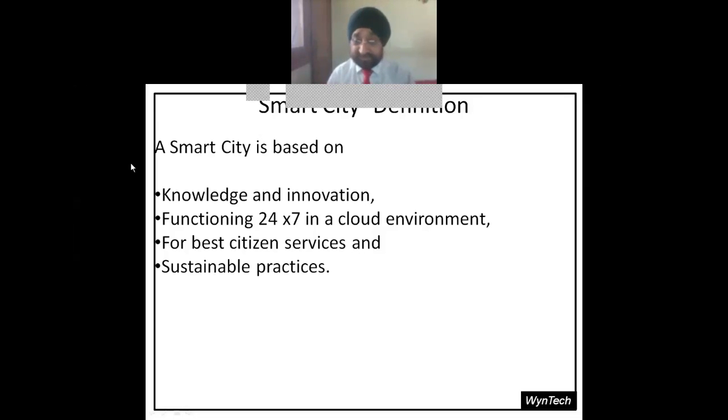For the best citizen services, for citizens: for example, if we classify citizens into four or five major categories, the senior citizens have different types of requirements, the ladies have a different set of requirements, and the gents, the working people, the businessmen, the children, the students have different requirements actually.